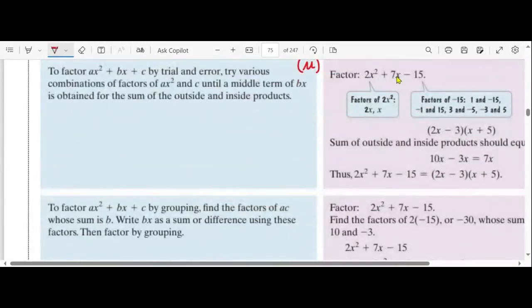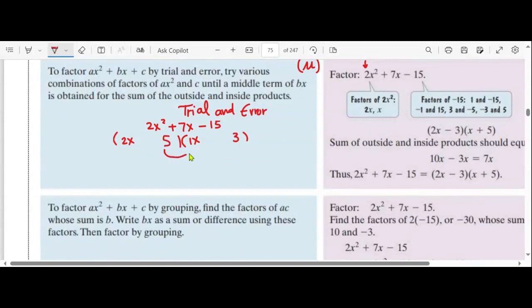2x squared plus 7x minus 15. Now you can see here we have a number in front of x squared, so I have to use another technique called trial and error to get the answer. Let me write it down here: 2x squared plus 7x minus 15. Now we're going to try 2x and 1x. 15 can be 3 and 5.